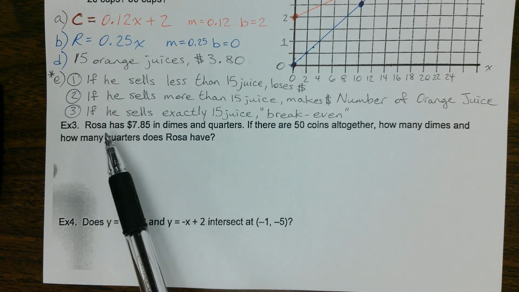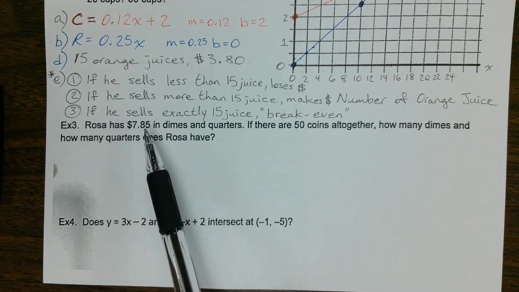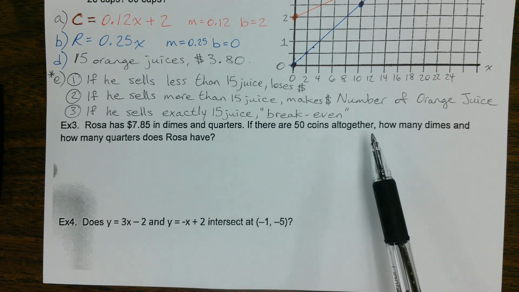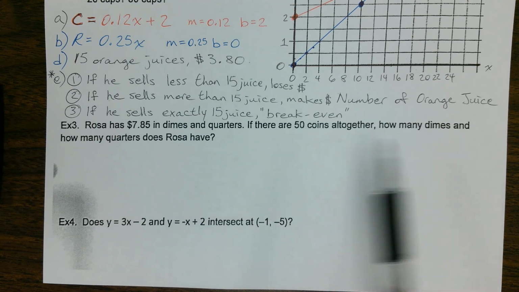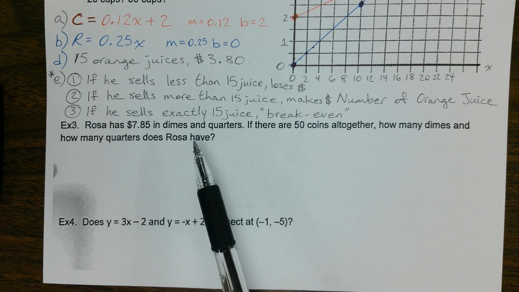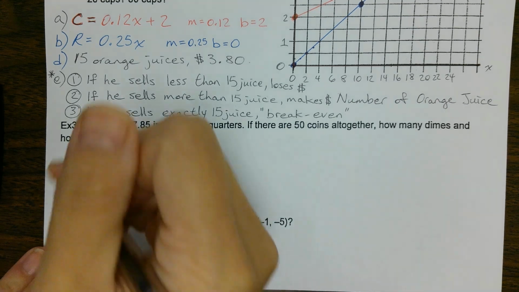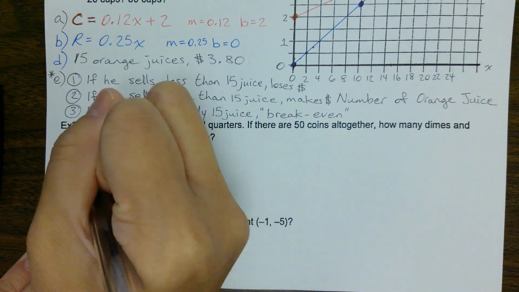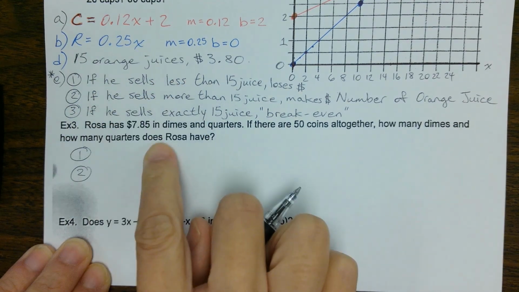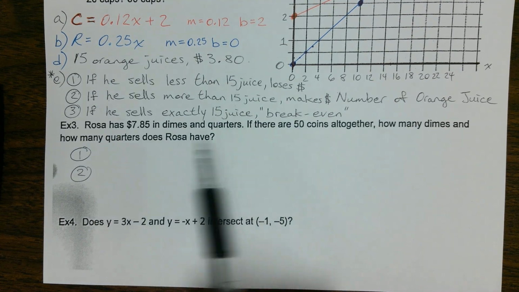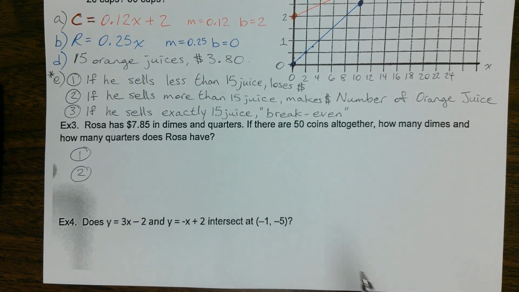Okay, example 3, Rosa. She has $7.85 in dimes and quarters. If there are 50 coins altogether, how many dimes and how many quarters does she have? Okay, so setting up the equation. This is a pretty hard question. Even my grade 10s have difficulty coming up with the equation for this.